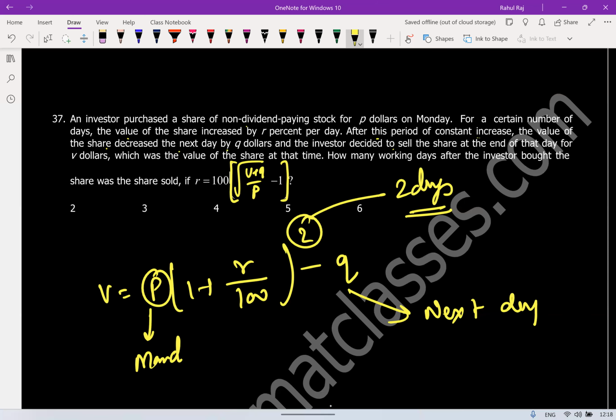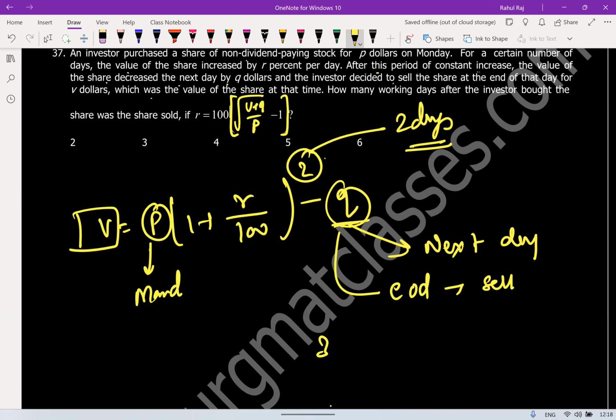An investor decided to sell the share at the end of the day. So he has kept the share completely till the end of the day. He decided to sell the share for V dollars. The question asks: how many working days was it between the investor buying the share and selling it? 2 days it increased, 1 day it decreased, and on this day it was sold, a total of 3 days. This should be your answer.